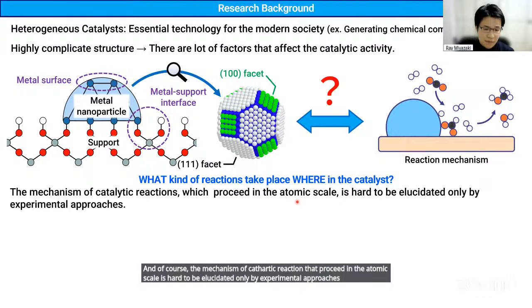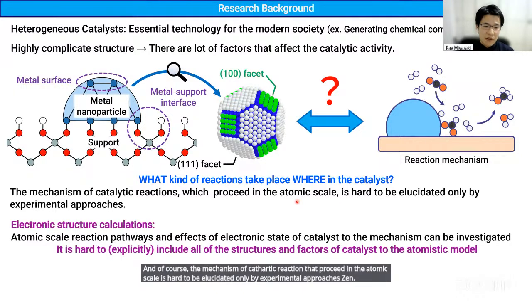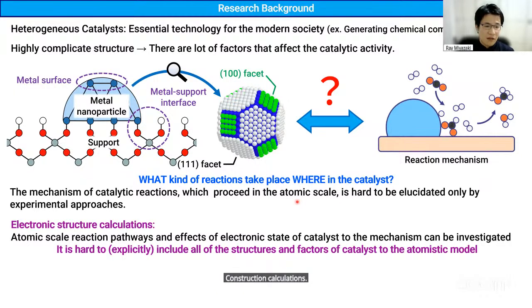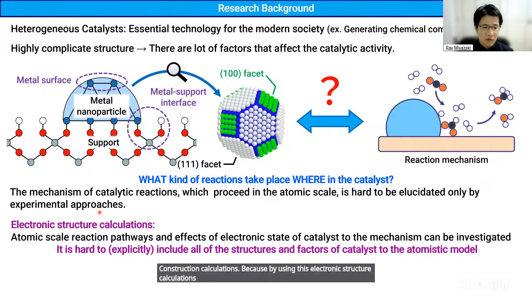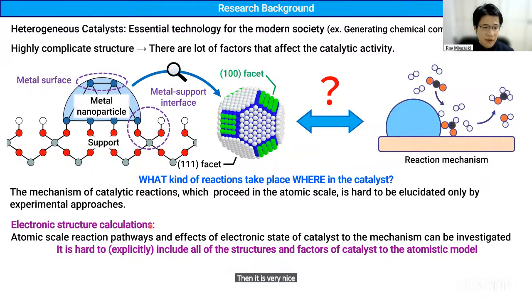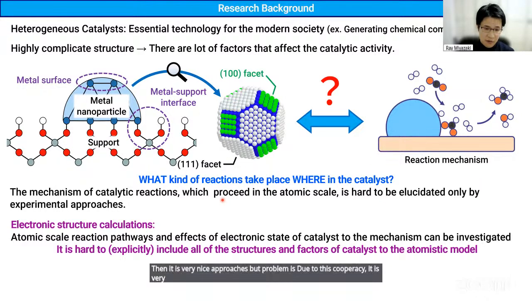Then, electronic structure calculations. Because by using these calculations, we can get atomic scale reaction pathways and the effect of the electronic state of the catalyst on the mechanism. It is a very nice approach, but the problem is that, due to this complexity, it is very hard to explicitly include all of the structures and factors of the catalyst in the atomistic model with ab initio calculations.